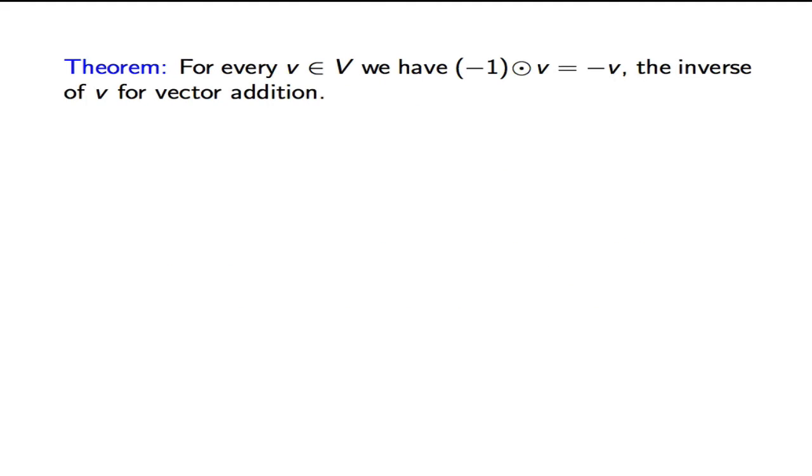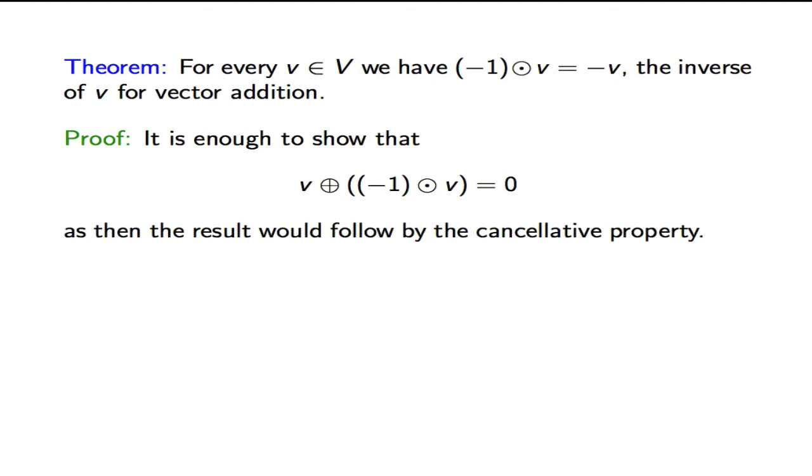Our next result says that if we are given any element v of the vector space, then minus 1 times v is equal to minus v, whereby minus v we denote the inverse of v for vector addition. Okay, so it's enough actually to show that v plus (minus 1 times v) is equal to 0, because then the result will again follow by the cancellative property, because we also know that v plus minus v is equal to 0.